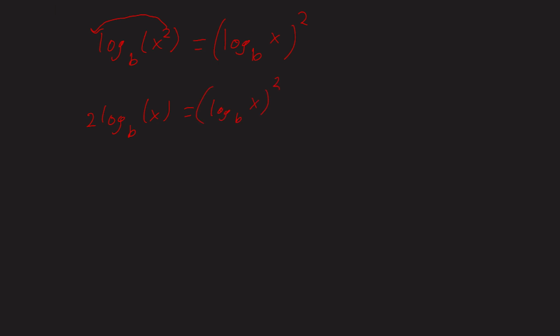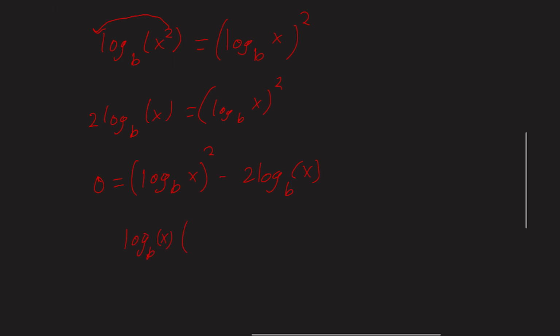So what I want to do at this point is I kind of want to get all my logs to one side. So if I subtract 2 log x from both sides, I get 0 equals log base b of x squared minus the 2 log base b that I subtracted. Okay? So here, now I'm going to bring in my factoring knowledge. I'm going to factor out a log base b from both sides.